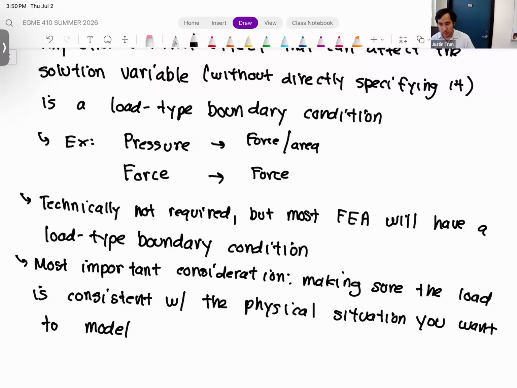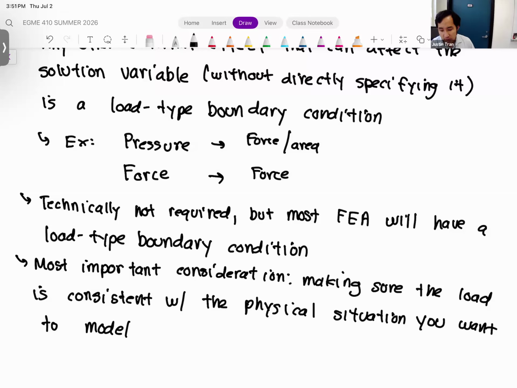Because ultimately, your finite element simulation is a prediction, or a simulation of a physical phenomenon, right? And so you want to make sure that the boundary condition or the load that you're applying is consistent with the physical situation that you want to predict, okay? Because if it's not, let's say that you don't input the force correctly, you're not going to get a result that's useful to you, because it doesn't accurately portray the situation that you're trying to simulate, okay?